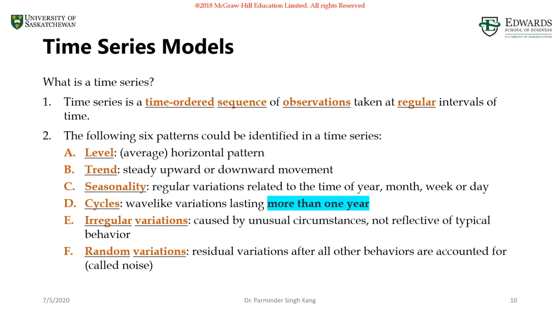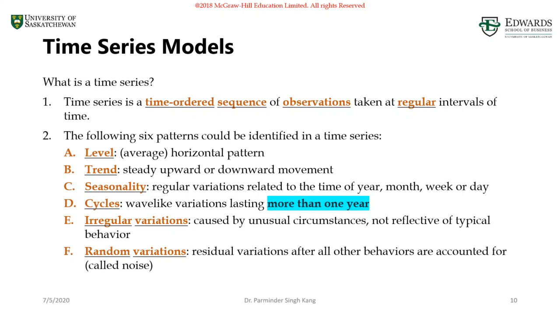Then cycles. Again, these are wave-like patterns, like seasonal patterns, but these waves last for more than a year. A recession represents a cycle. The other term you use in business circles is business cycle, right? You may have an upward business cycle for a number of years, then a downward business cycle during the recession, right? So these patterns last more than 1 year, right?